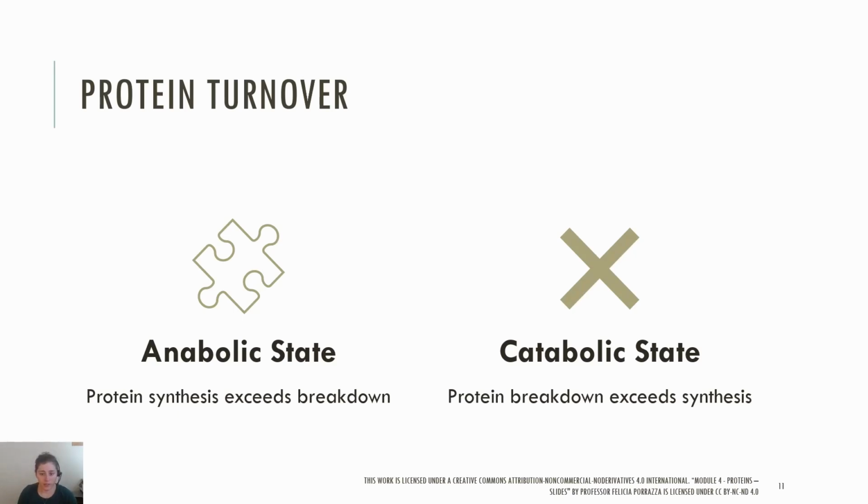We discussed protein synthesis, and this is balanced with protein degradation. Protein turnover is important for our body and a normal process that allows for renewal or replacement of proteins. This balance allows for our cells to regulate function and also respond to cellular events. In an anabolic state, the rate of protein synthesis exceeds breakdown, and with a catabolic state, the rate of breakdown exceeds synthesis.